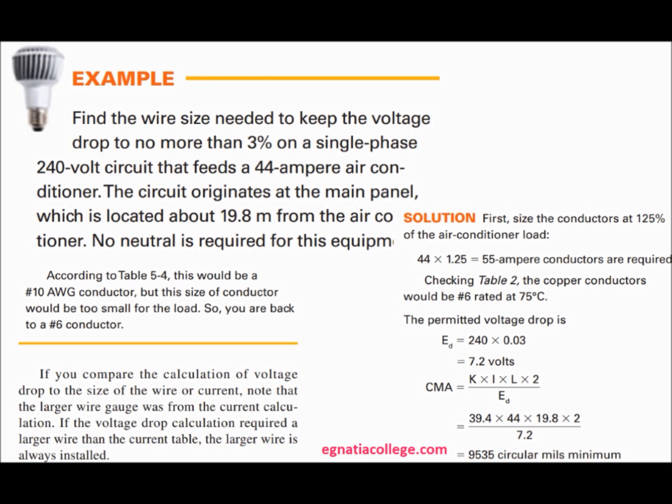9,535 circular mils minimum. If you compare the calculation of voltage drop to the size of the wire for current, note that the larger wire gauge was from the current calculation. If the voltage drop calculation required a larger wire than the current table, the larger wire is always installed.